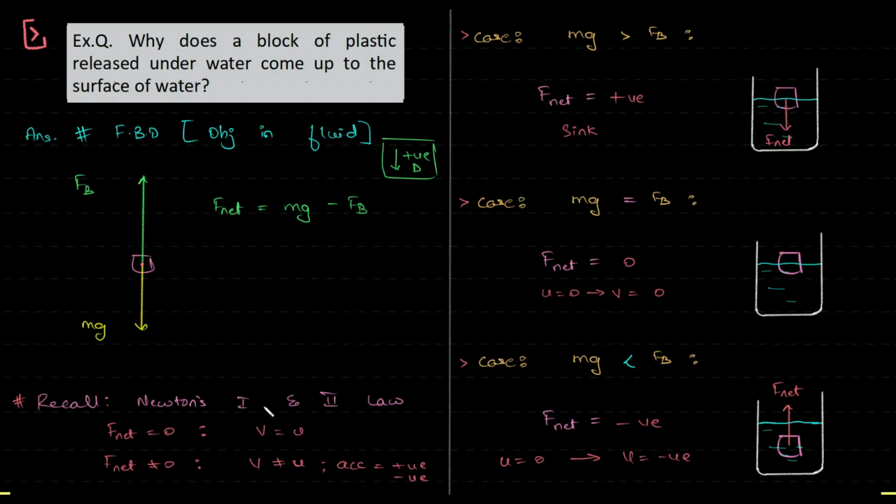So this is your answer. When we hold a plastic, any material inside, there will be a buoyancy force which will be more than the weight of the object. So the net force will be negative, that is pointing in the upward direction. So the velocity will also be negative. Is it not? Basically, it's pointing in the upward direction. Agree? So that's why it rises up.